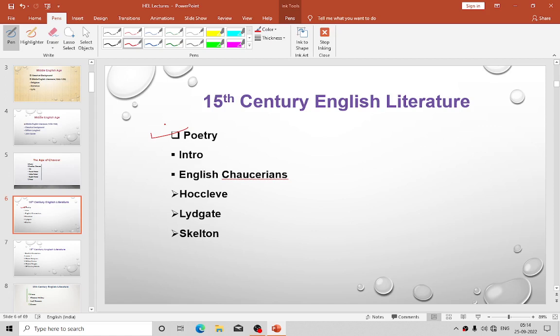Wyatt and Surrey sought inspiration from Italy, as Chaucer before them had sought it from France. This explanation is sounder and more in accord with facts, but perhaps the simplest explanation is that no great poet was born in England during the 15th century. The wind of genius blows when and where it listeth.